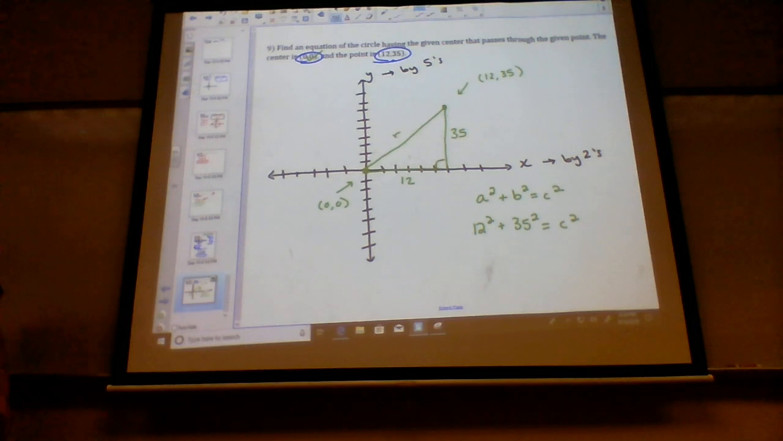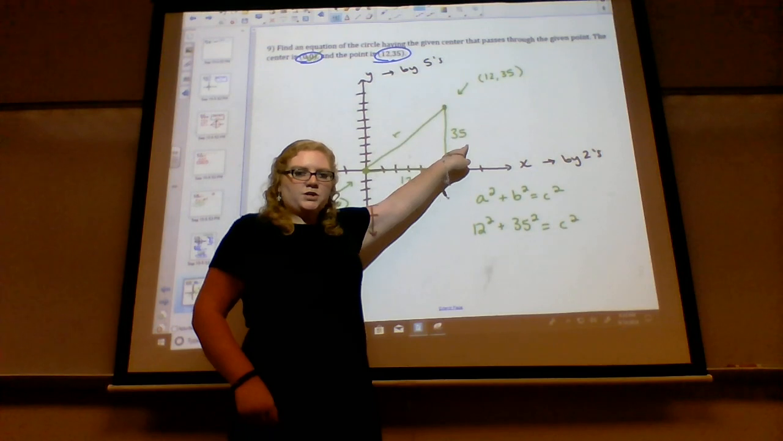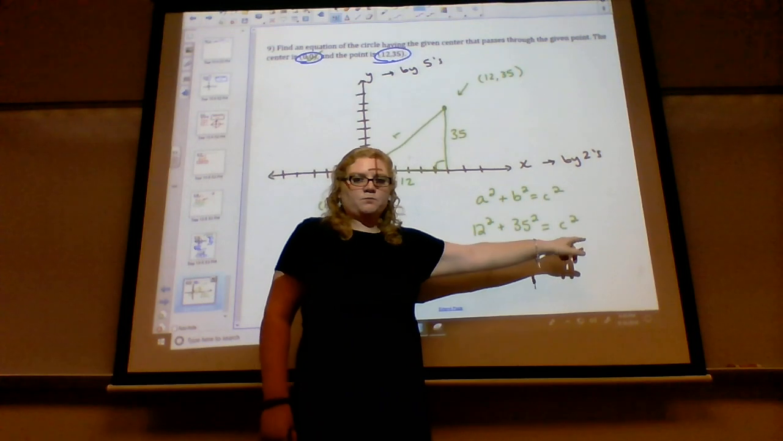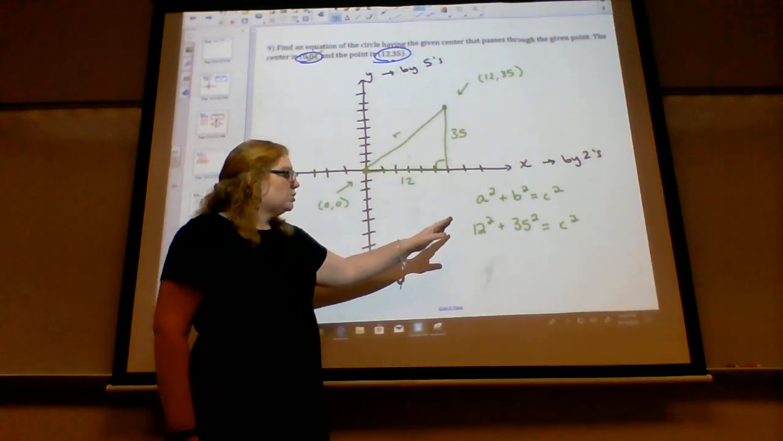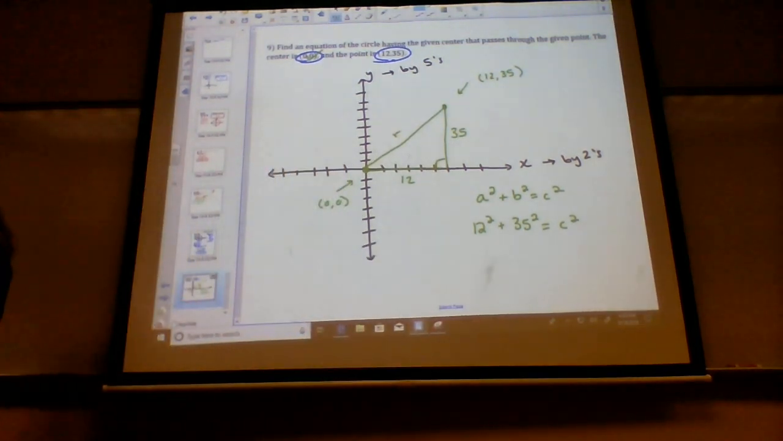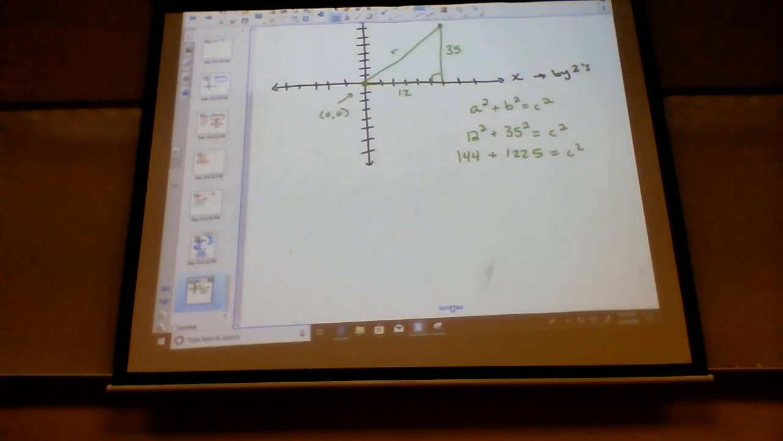Now let me note that a and b are interchangeable, so it doesn't matter if you do this one as a and this one as b, or this one as b and this one as a. What's important is that the r is the c. The hypotenuse is the c. So you can do 12 squared plus 35 squared, or 35 squared plus 12 squared. Either way. So 12 squared is 144. And 35 squared is 1,225. So 144 plus 1,225 is 1,369.